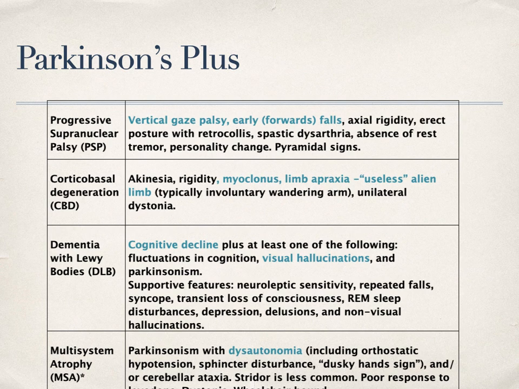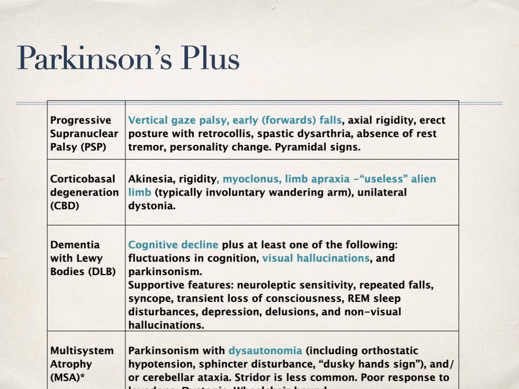And the last of the Parkinson's plus syndromes to be aware of is multiple systems atrophy. So this is a condition in which, yes, they have Parkinsonism, but they also have quite prominent dysautonomia. So this includes orthostatic hypotension, so this is what I talked about earlier, where you feel lightheaded when you stand up and your blood pressure is very low, but also lots of other things like sphincter disturbance and cerebellar ataxias and stridor.